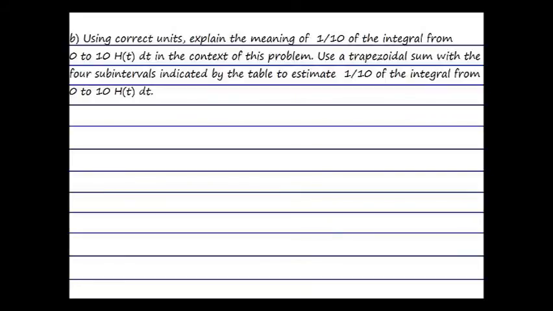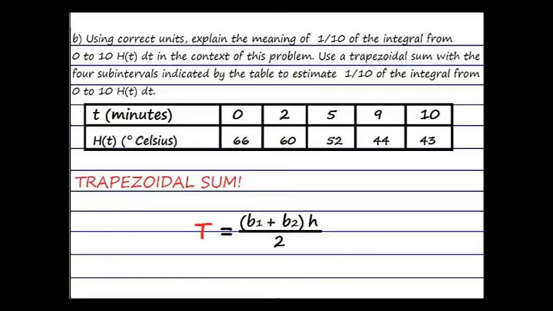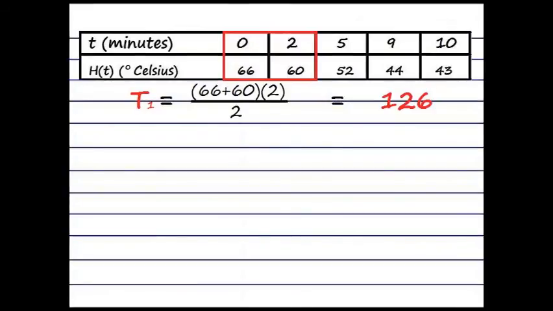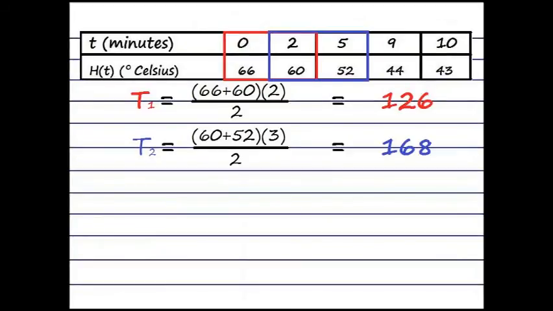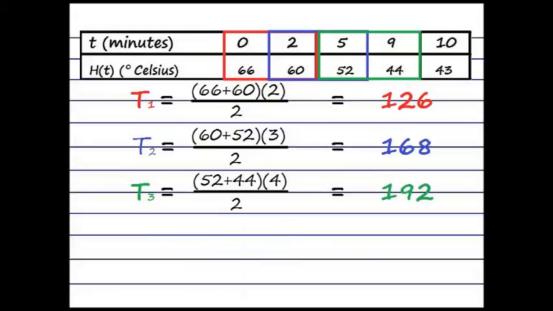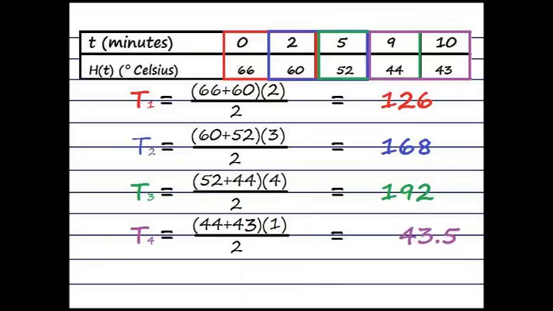1 over 10 times the integral from 0 to 10 of h(t) dt is the area under the curve. Since the function is not given, you find the area by using trapezoidal sums. The trapezoidal rule is defined by the equation T equals (base 1 plus base 2) times height over 2. T1 equals (66 plus 60) times 2 over 2, equaling 126. T2 equals (60 plus 52) times 3 over 2, equaling 168. T3 equals (52 plus 44) times 4 over 2, equaling 192. And T4 equals (44 plus 43) times 1 over 2, equaling 43.5.